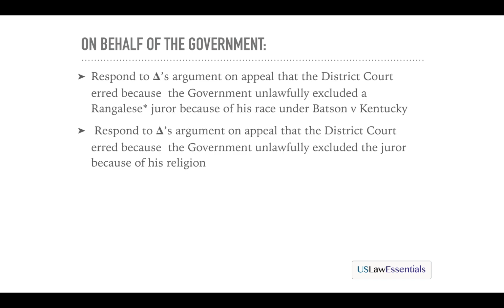So now, our assignment is, on behalf of the government, we're being asked to respond to the defendant's argument on appeal that the district court erred because the government unconstitutionally excluded a Wranglese juror. And again, this is a made-up country, but we'll assume that this was an Asian juror because of his race. And the defense is relying on the Batson v. Kentucky case, I apologize. And we're being asked to also respond to the defendant's argument on appeal that the district court erred because the government unconstitutionally excluded this juror because of his religion.